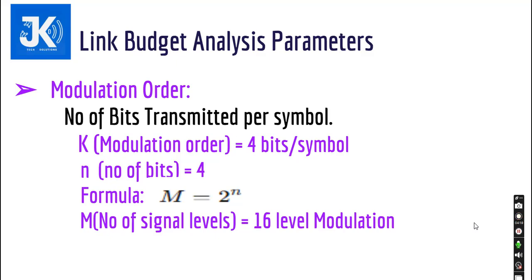Here we have taken our modulation order, as you can see on the screen, as k. The modulation order is denoted by k, which is equal to 4 bits per symbol. Like that you can take any case, 8 bits, 16 bits. Here we have taken 4 bits per symbol, so the number of bits n is equal to 4. The formula for the number of signal levels is M = 2^n. Substituting the n value, we get M = 2^4, and 2^4 is 16. Hence the number of signal levels M is 16, that is, 16-level modulation.